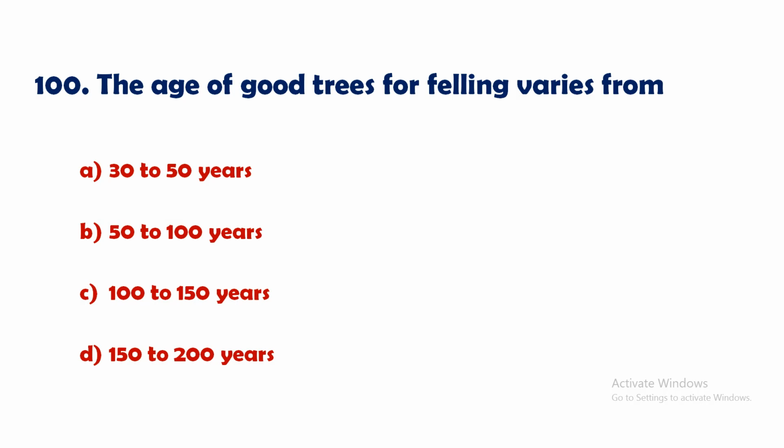The age of good trees for felling varies from 30 to 50 years, 50 to 100 years, 100 to 150 years, 150 to 200 years. The answer is, the age of good trees for felling varies from 50 to 100 years.